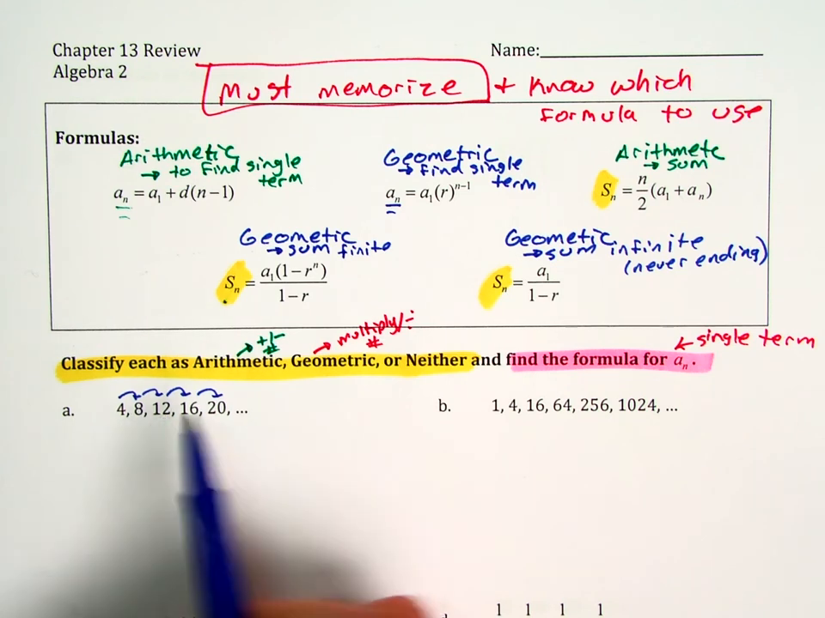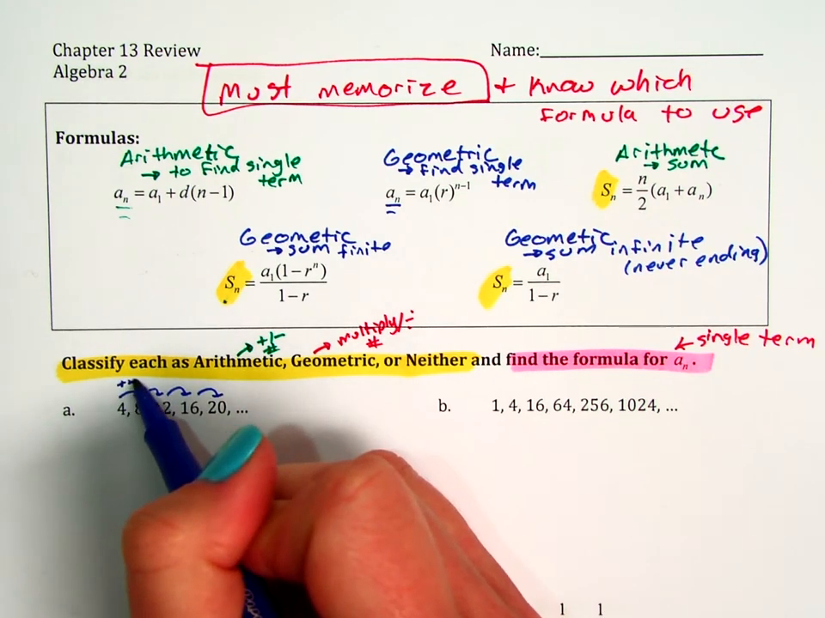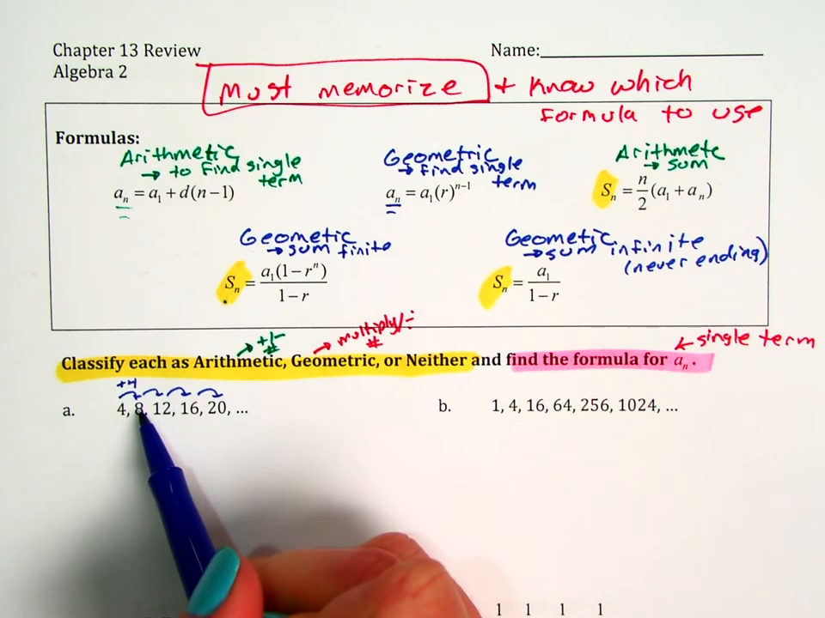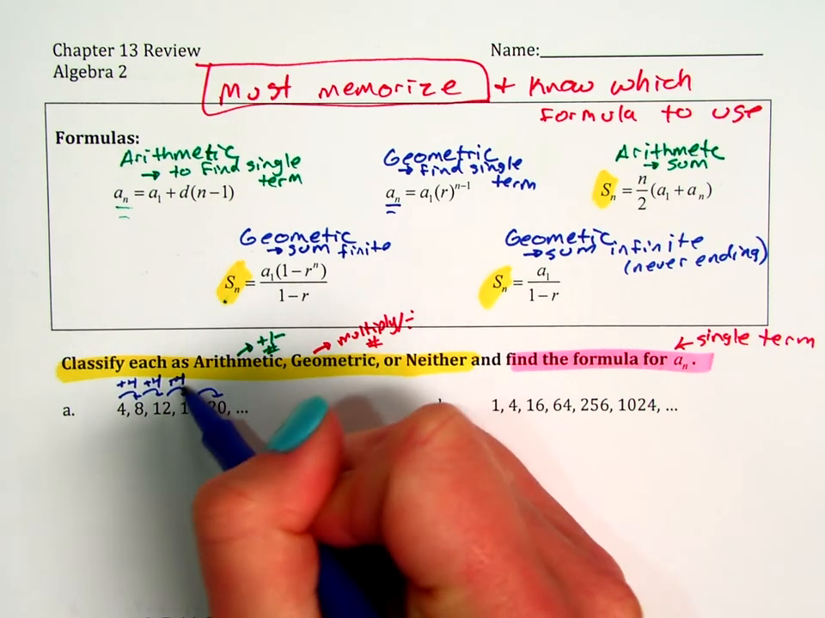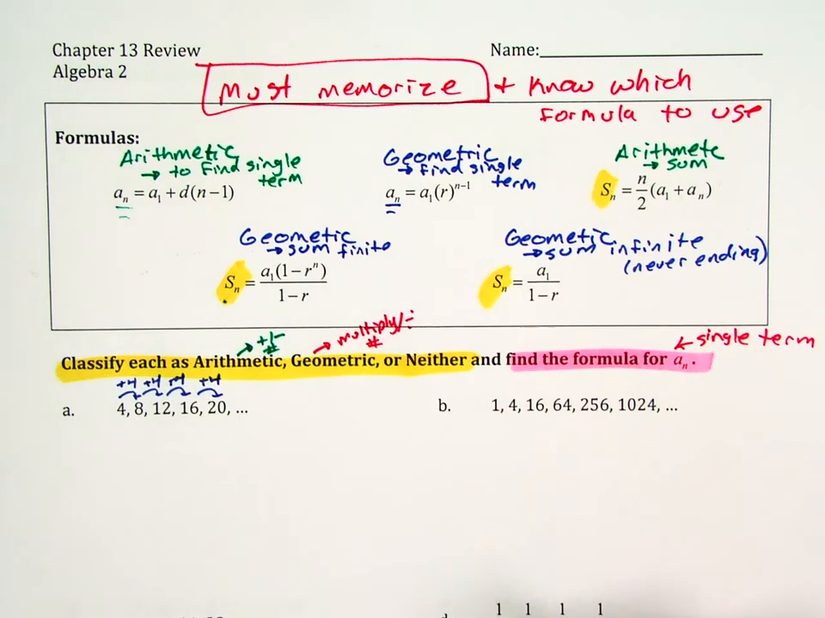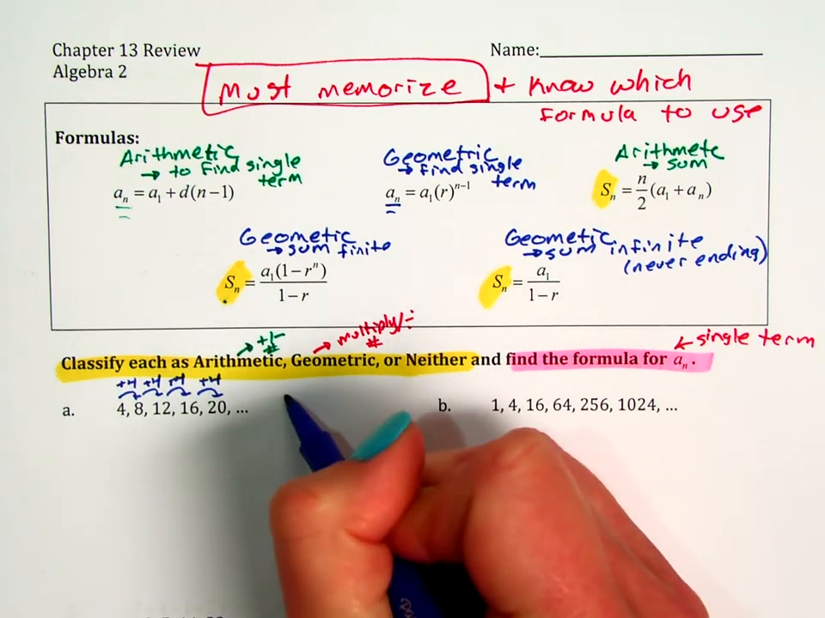But 8 and 12, so I'd start out with adding 4 and see if it keeps going. So I add 4 and I get to 8. 4 plus 8 is 12. 12 plus 4 is 16. 16 plus 4 is 20. So since I'm adding the same amount every time, this is arithmetic.